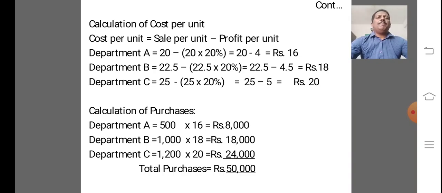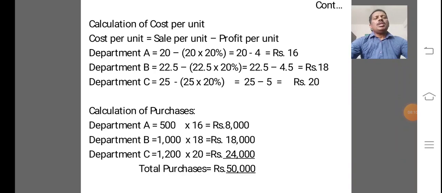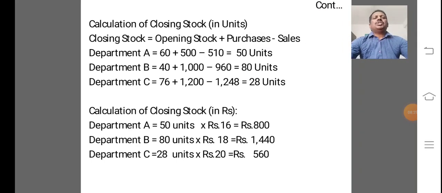Calculation of purchases. In Department A, 500 into 16 rupees is equal to 8,000. In Department B, 1000 into 18 is equal to rupees 18,000. In Department C, 1200 into 20 is equal to 24,000. Therefore, total purchases is equal to rupees 50,000. Next, calculation of closing stock in units. Closing stock is equal to opening stock plus purchases minus sales.